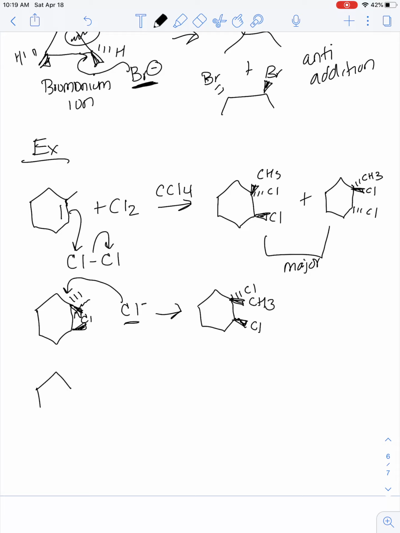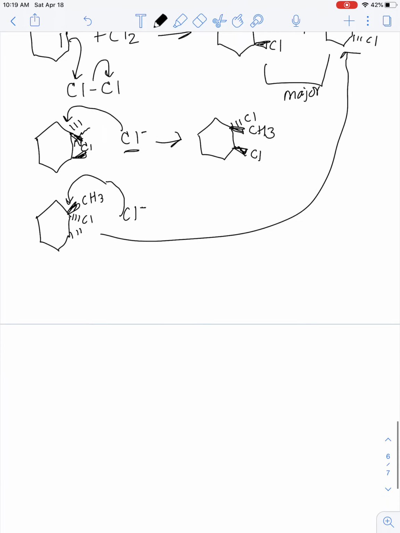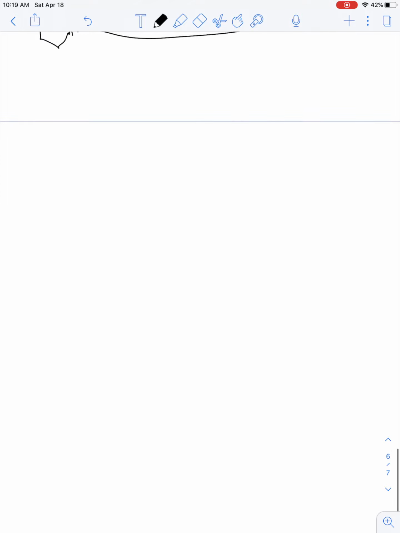And again, the same idea for the other. So we would have kind of just the dash like this, but the Cl minus is still coming in and attacking the more substituted carbon, which would give you this product here. And then we'll look at one other type of reaction today.